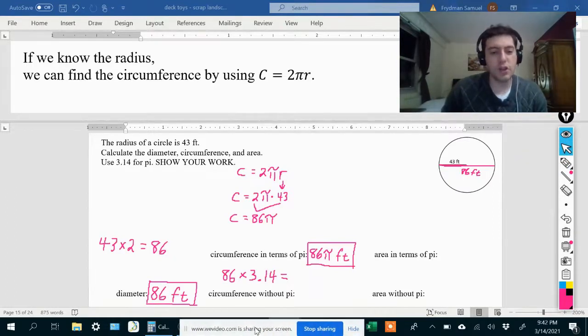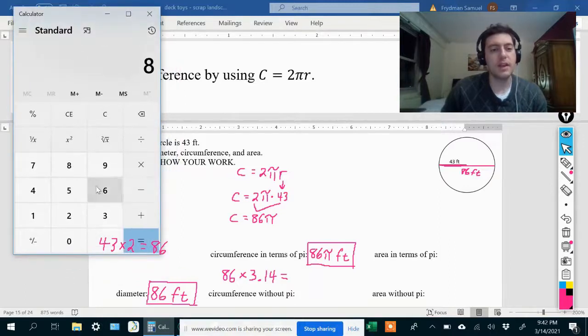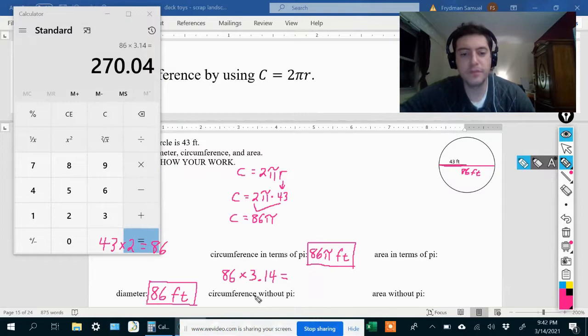All right, and now let's go to a calculator just to do that. 86 times 3.14 will give us 270.04.